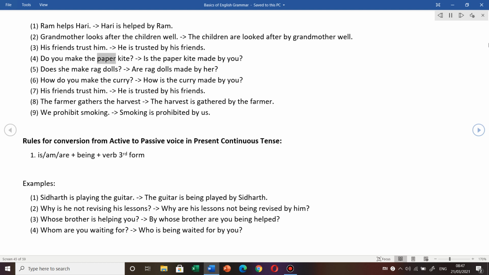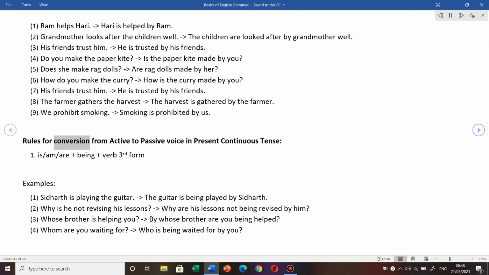Do you make the paper kite? Is the paper kite made by you? Does she make rag dolls? Are rag dolls made by her? How do you make the curry? How is the curry made by you? The farmer gathers the harvest. The harvest is gathered by the farmer. We prohibit smoking. Smoking is prohibited by us.